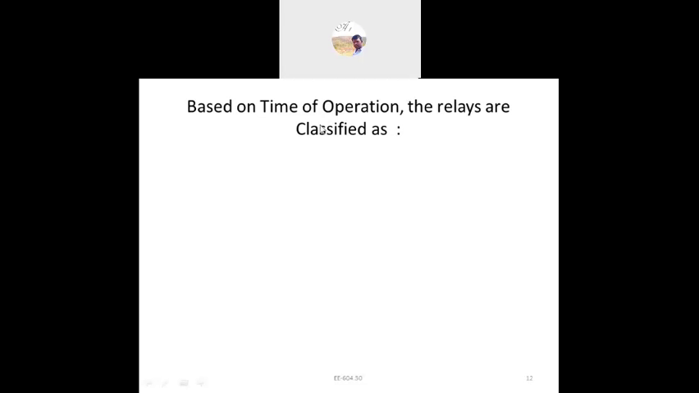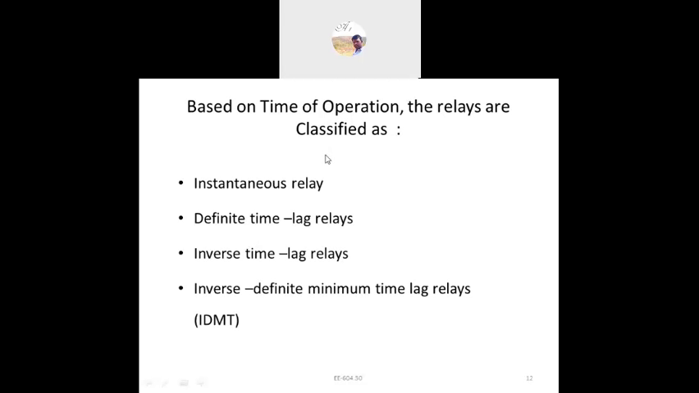So we have the classification. Based upon time of operation, the relays are classified as instantaneous relay, definite time lag relay, inverse time lag relay, and inverse definite time lag relay. Instantaneous is for the transient system, where at that time it will be checked instantly. So instant relays, definite time relays, inverse time relays, inverse definite time lag. These are the types.